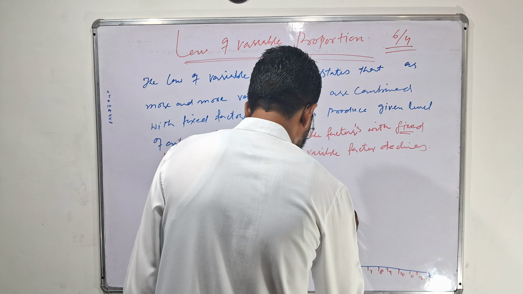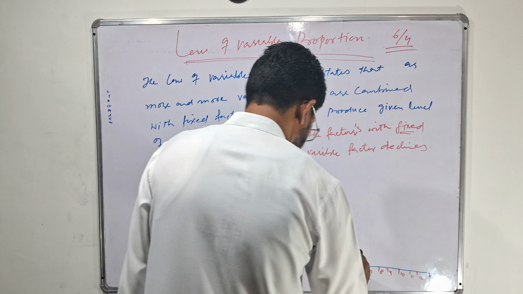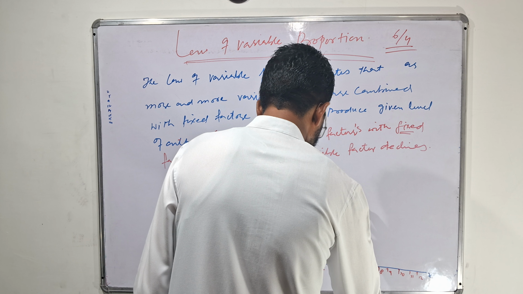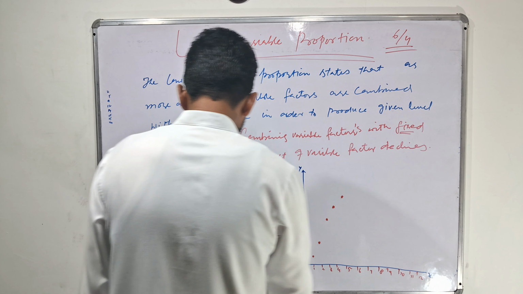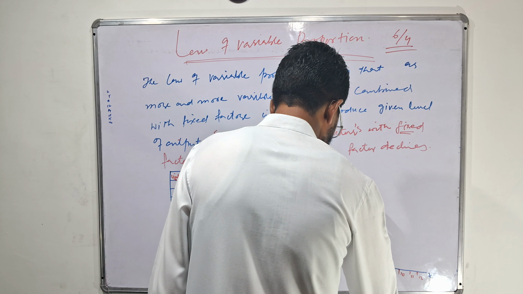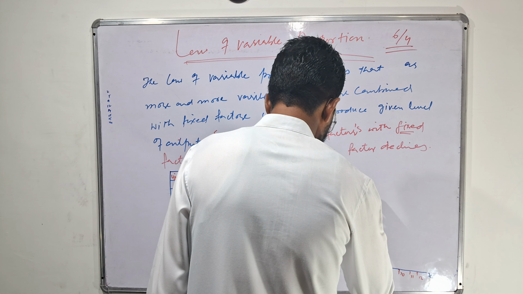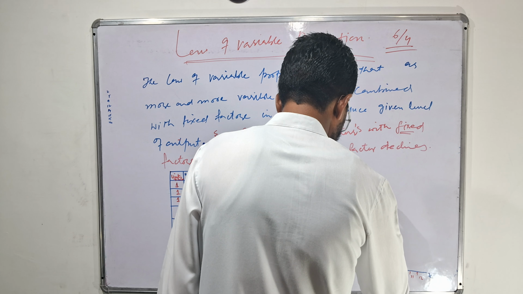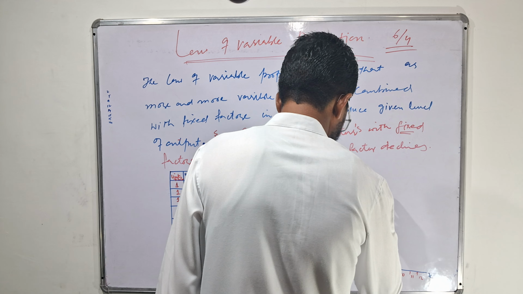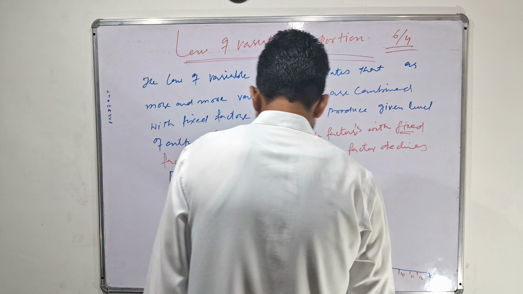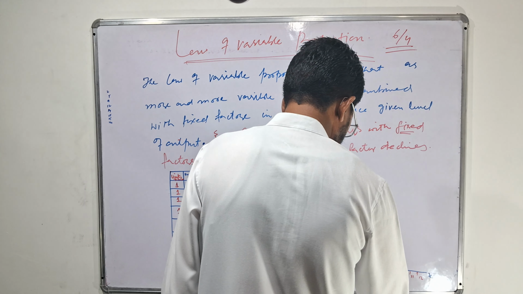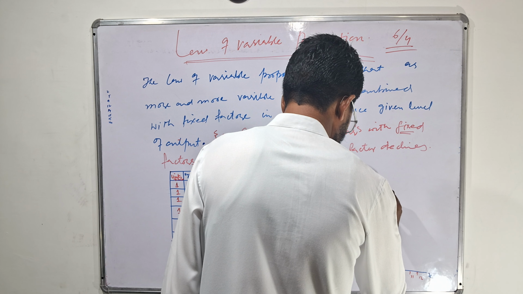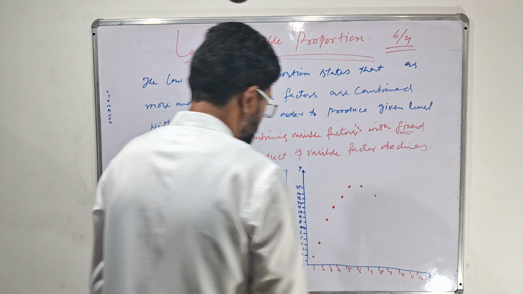Add 5 is 14, here is 14. Then 15, add 6, here is 15. Then 15 again, add 7, here is 15 again. Then 14, add 8, 14 again. Now I will join.